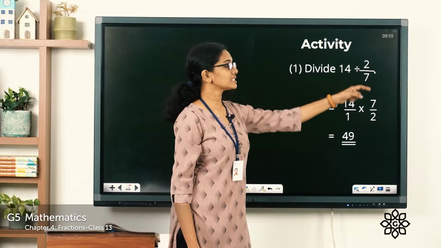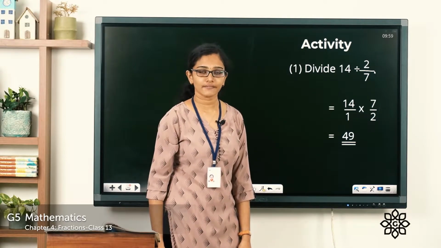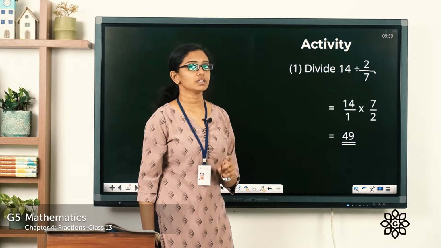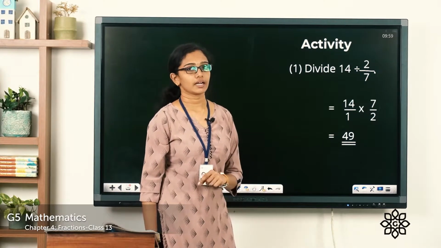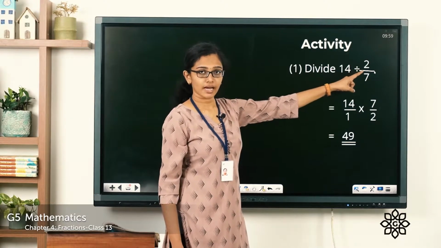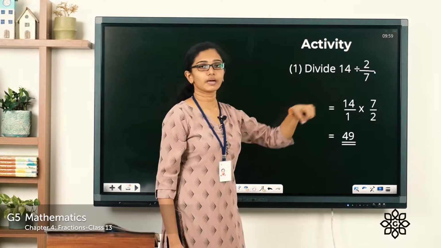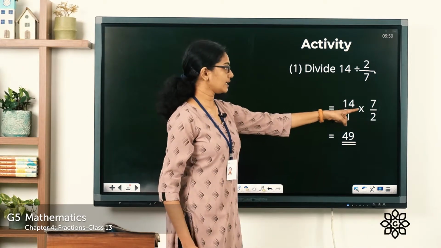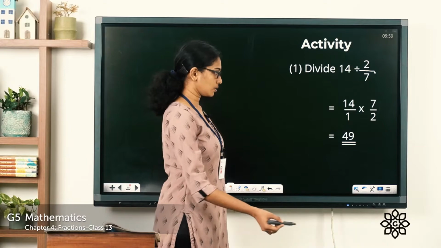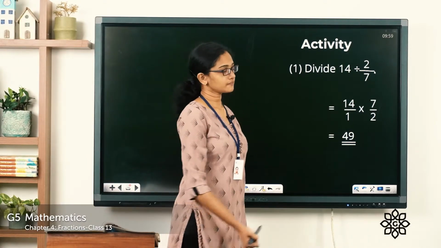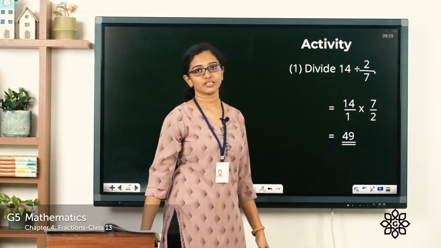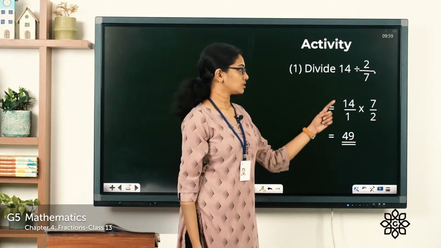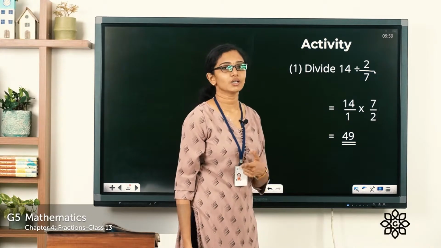Now what is the multiplicative inverse of 2 by 7? The multiplicative inverse of a fraction a by b is equal to b by a. So keeping that in mind, the multiplicative inverse of 2 by 7 is equal to 7 by 2. Let's multiply that with the dividend. It would be 14 by 1 into 7 by 2, right?